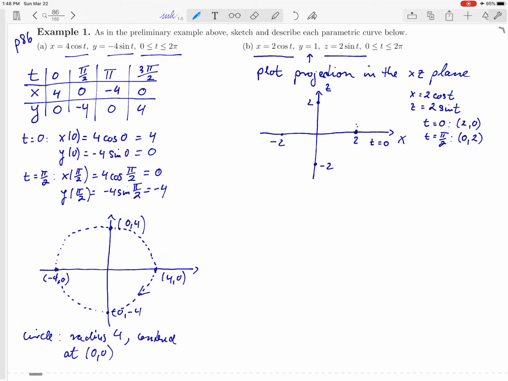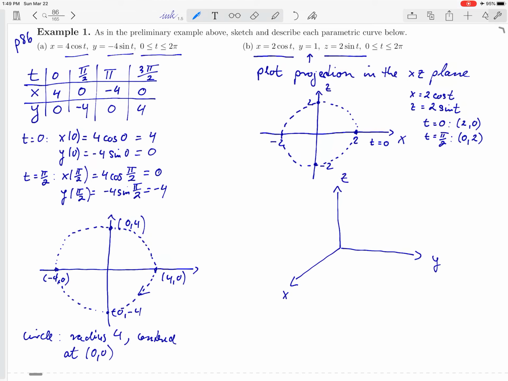And so it looks like, again, we have a circle, this time of radius 2, centered at the origin. So this is what this parametric curve would look like projected onto the xz plane. Now, really it lives in 3 space. So now we're going to take this one step further and draw it in 3 space.